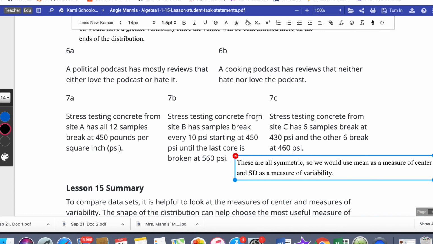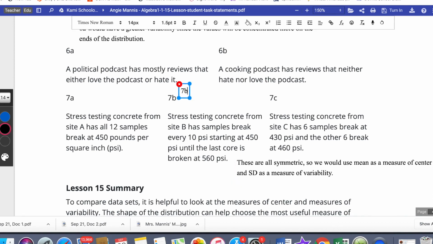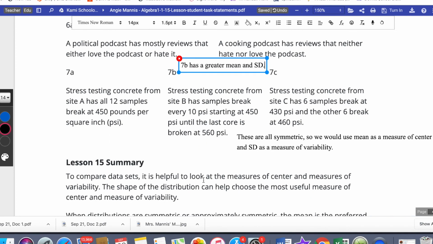And then looking at 7B, it's going from 450 all the way to 560. So that one is going to have also the greater variability. So 7B has a greater mean and standard deviation. And so in the explanation, this one is sometimes difficult to visualize what's going on here. But we've discussed why it has a greater mean and why it has a greater standard deviation, so I'm not going to type all that out.